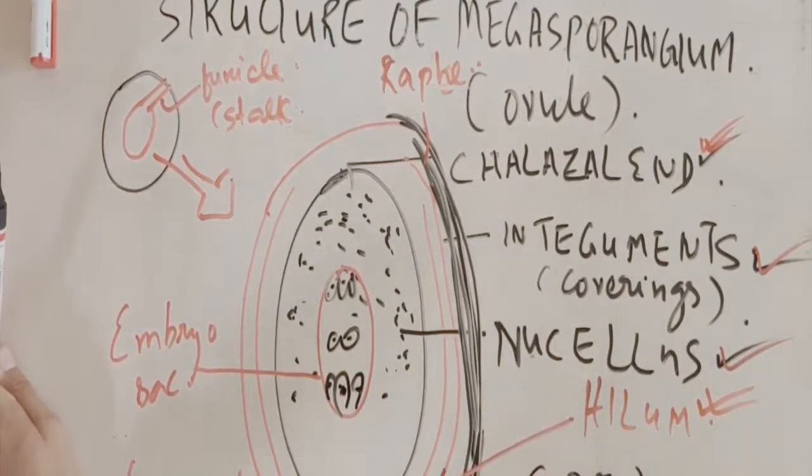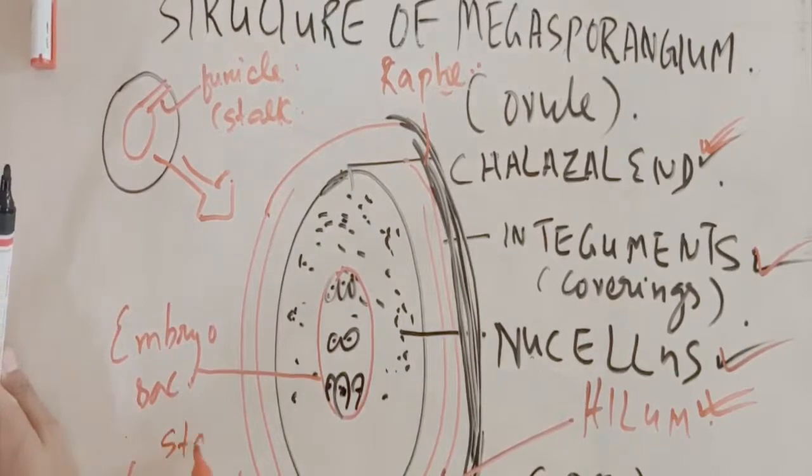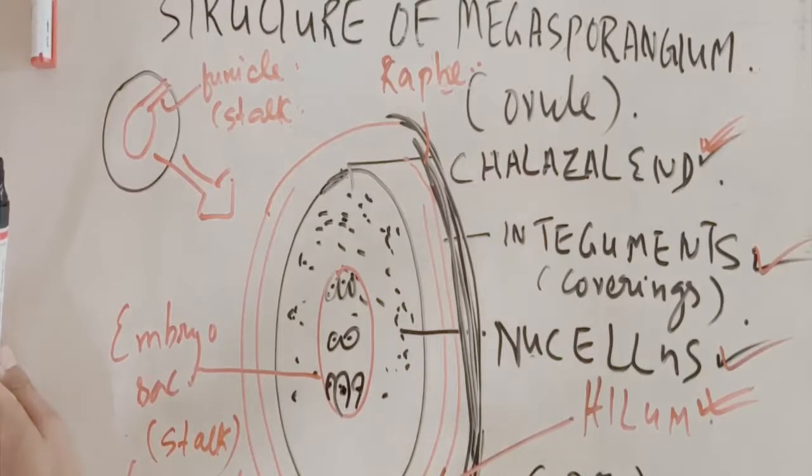Funicle. So let's repeat, what is funicle? That is a stalk, the stalk of an ovule. Funicle is a stalk of an ovule. Micropylar is the pore where there is an opening.